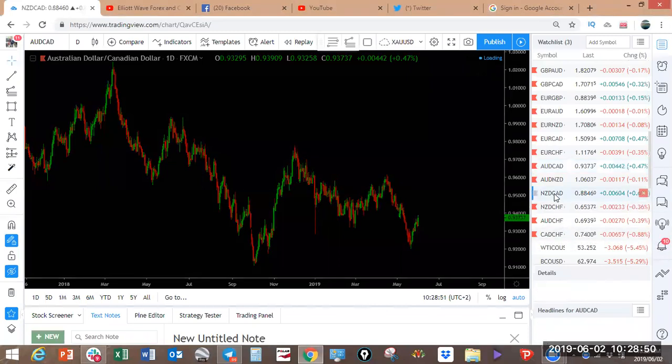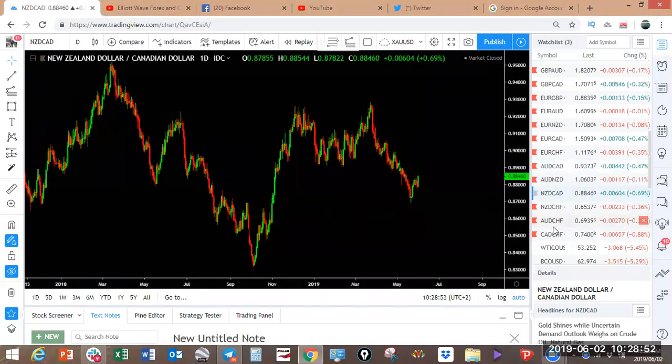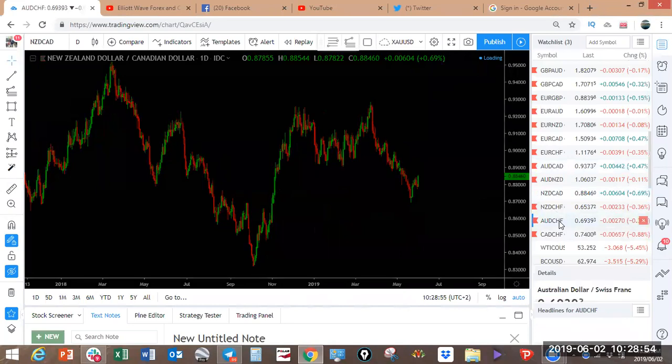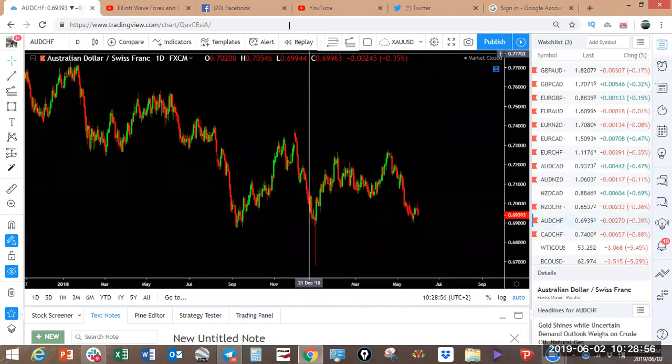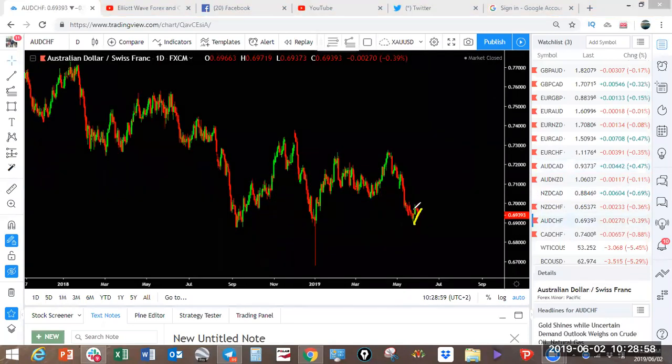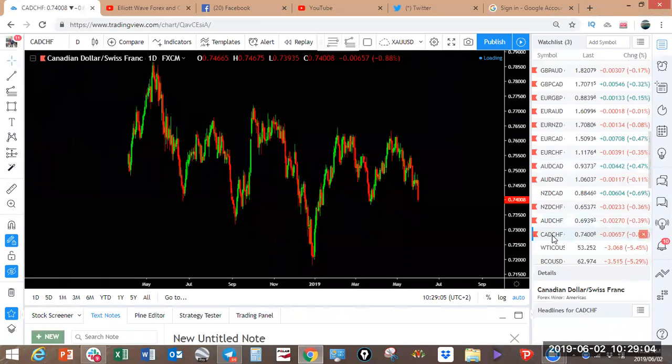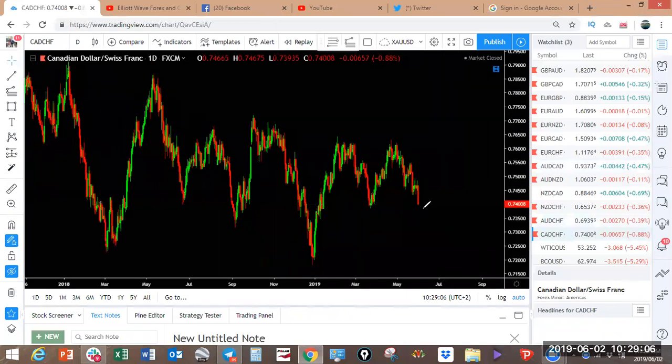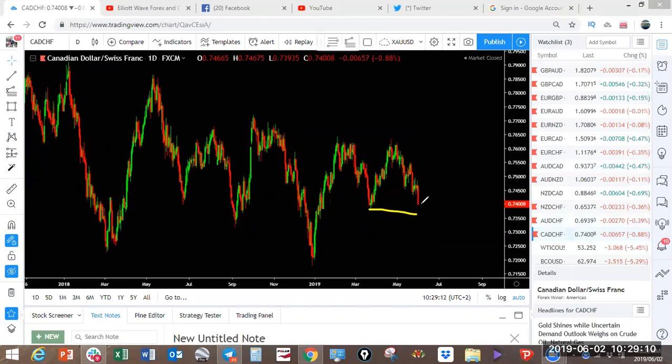New Zealand CAD could also potentially go up. Audi Chief looks like still looking downside. CAD Chief. CAD is still looking downside. No new analysis there. And lastly, let us look at oil.